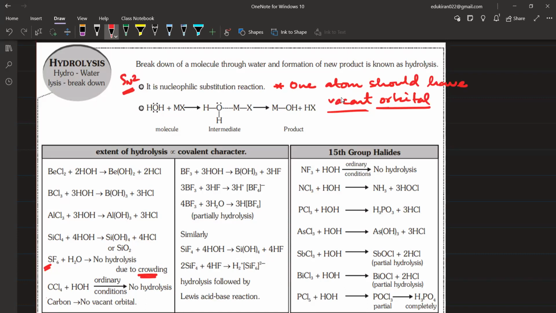In the case of CCl4, carbon here is not having any vacant orbital. Chlorine के पास यहाँ पे vacant orbital होता है, but because it is chlorine that is not going to get attached, ठीक है. So please write this down.